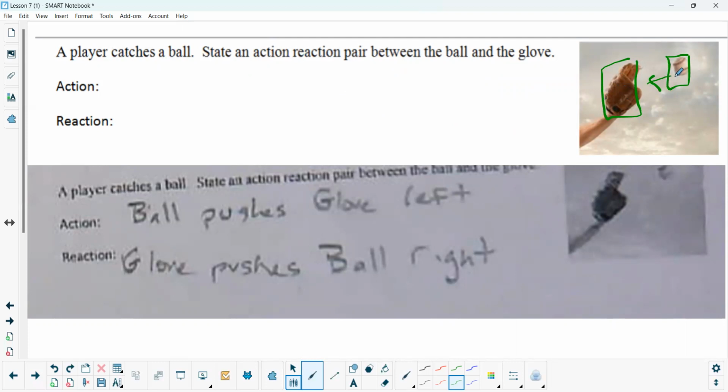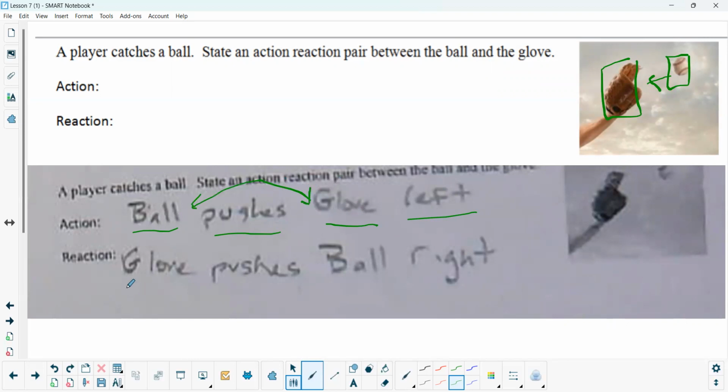You switch the nouns and you switch the direction. So I'm going to say the ball pushes the glove to the left, because the ball's moving, it's going to go and hit the glove. So that's my statement: the ball pushes the glove to the left. And then the reverse of that is the reaction. So the reaction would be you trade, or you switch and flip.